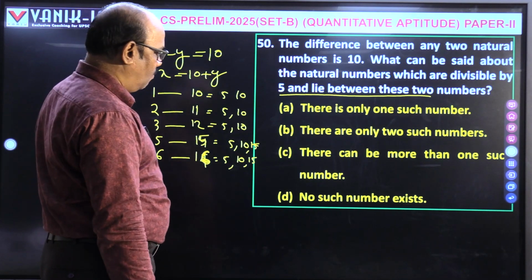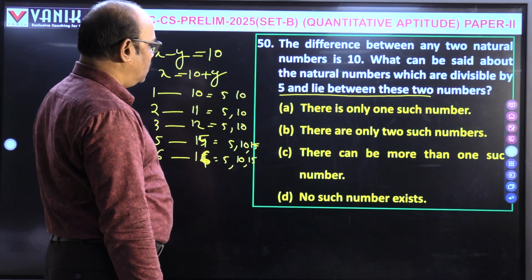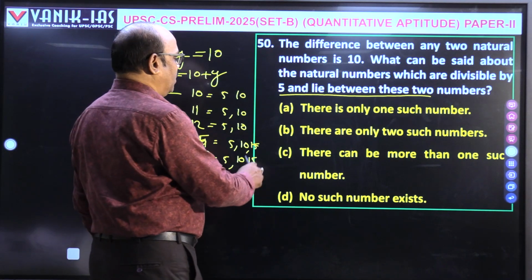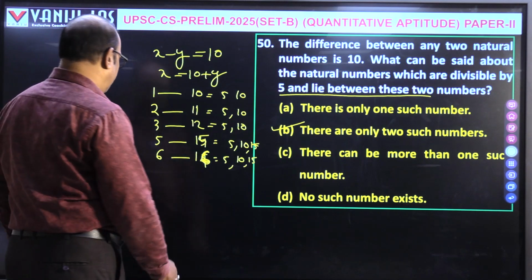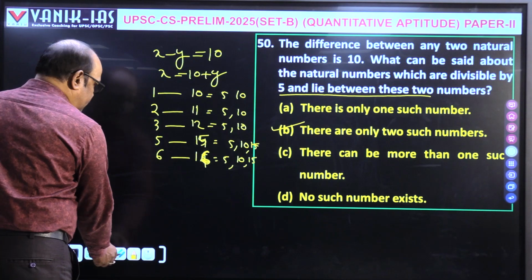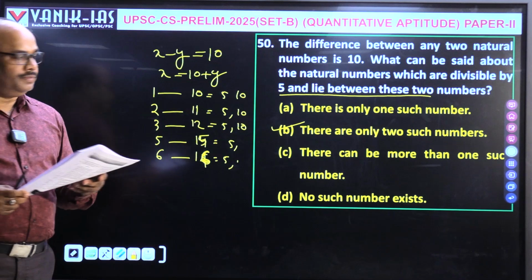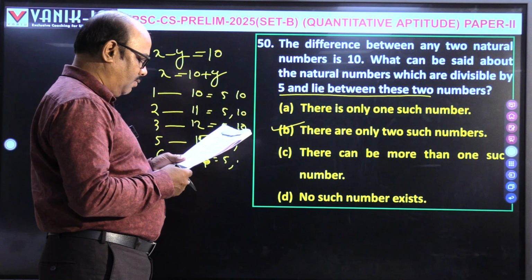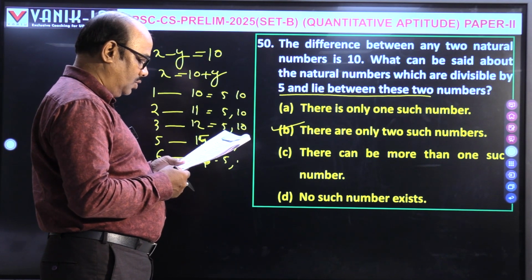There can be more than one such number, more possibilities there. There is only one such number, that is also a possibility. There are only two such numbers, so the most appropriate will be that there are two such numbers, because the last two are not counted. As the question says, the difference between any two natural numbers is 10. What can be said about the natural numbers which are divisible by 5 and lie between these two numbers?